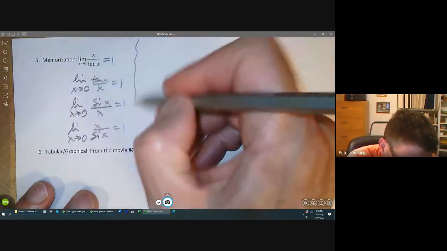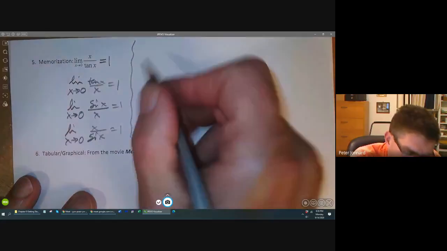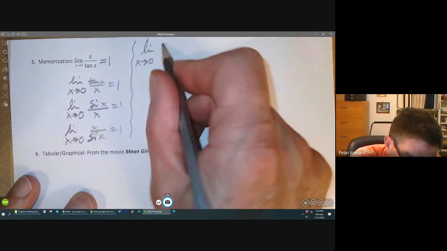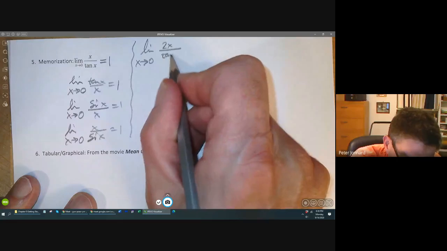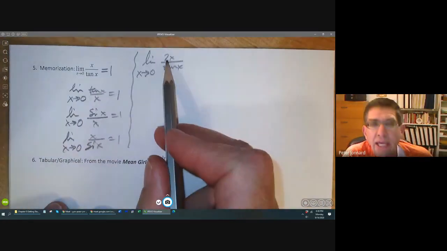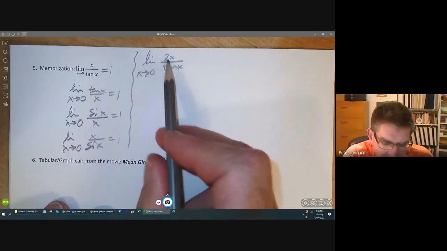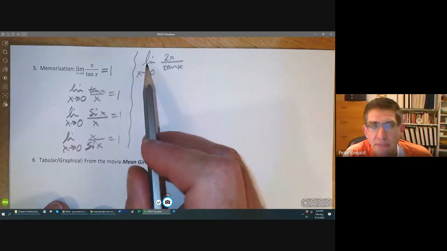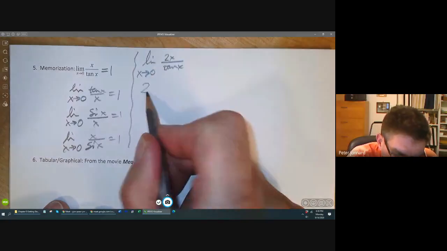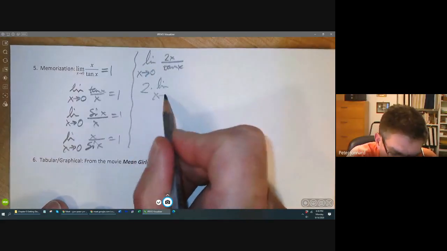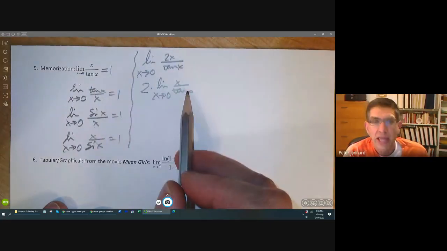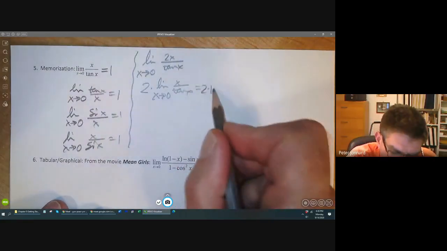And where things get interesting is you're going to see problems like this, where you have the limit as x approaches 0 of 2x over the tangent of x. You'll see things like this. And how do you handle that? Well, one way to handle it is you can take constants inside and out of these limits at will. It doesn't affect the answer at all. So I could pull that 2 out front, and then that would be 2 times the limit as x approaches 0 of x over the tangent of x. And we've already established that that is just 2 times 1, or just 2.